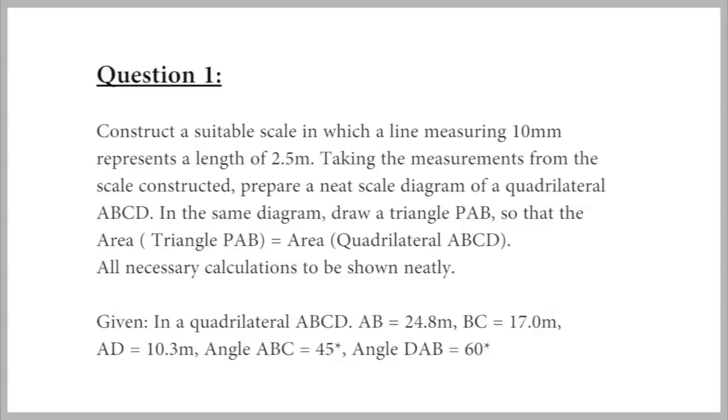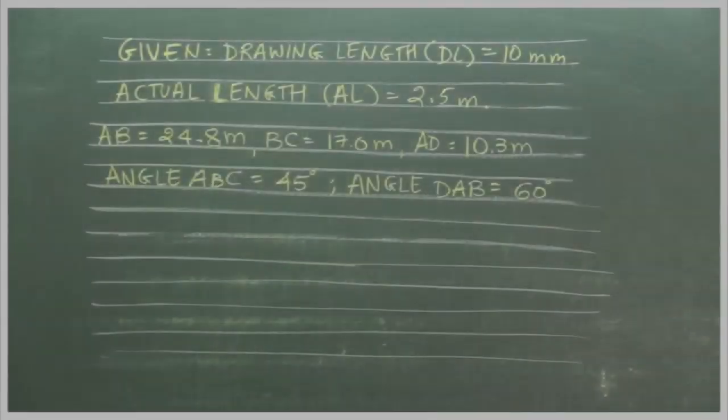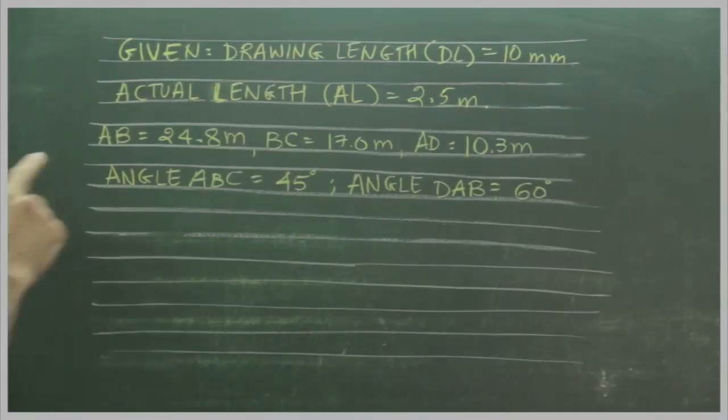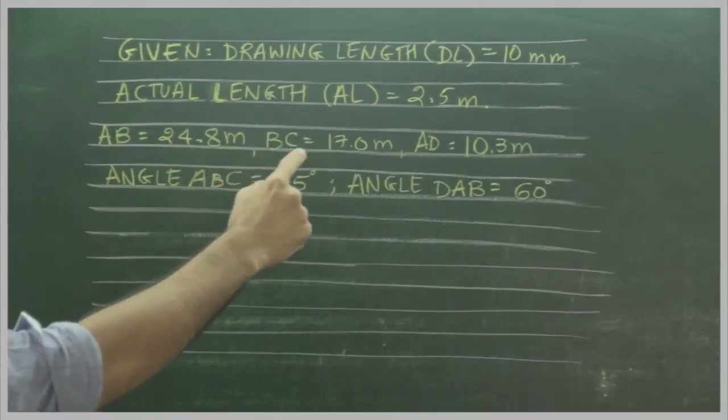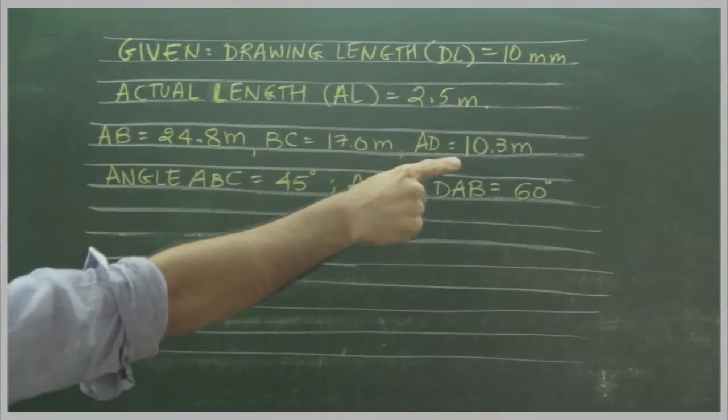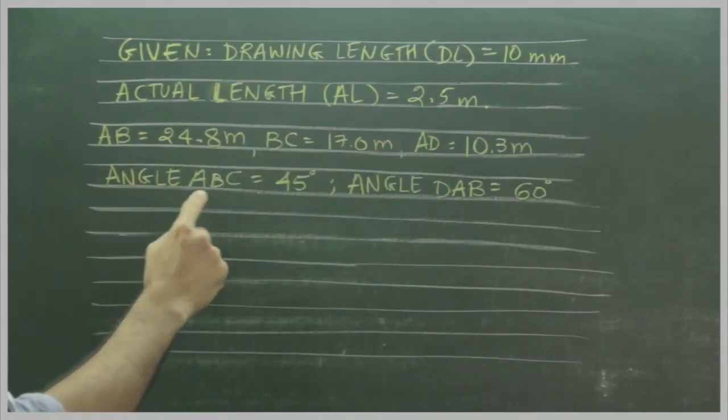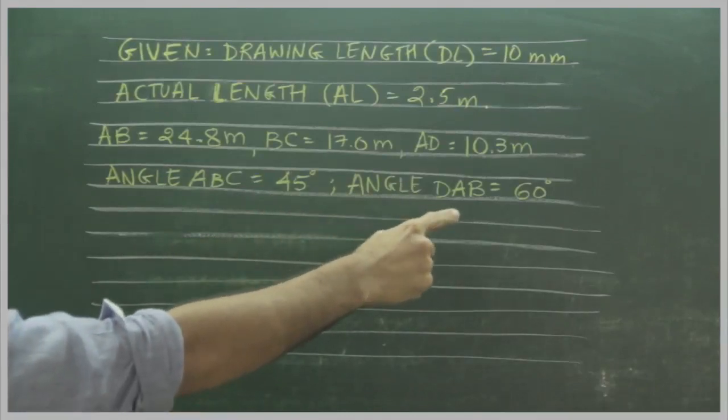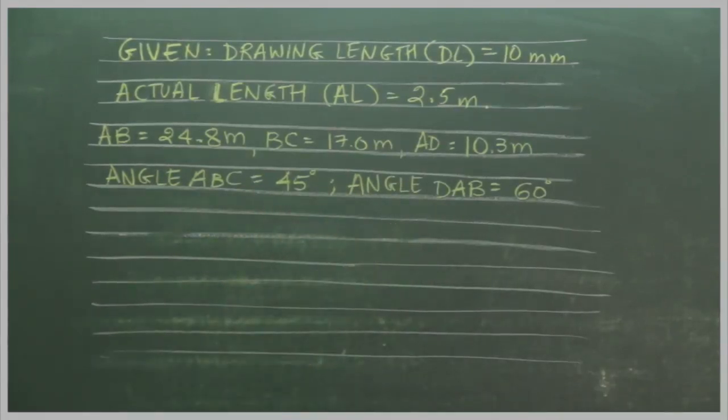Given in quadrilateral ABCD, AB is equal to 24.8 meter, BC is equal to 17 meter, AD is equal to 10.3 meter, angle ABC is equal to 45 degree, angle DAB is equal to 60 degree. So first we will see the given data. Drawing length equals 10 mm, actual length is 2.5 meter, AB equals 24.8 meter, BC equals 17 meter, AD equals 10.3 meter, and angle ABC is 45 degree and angle DAB is equal to 60 degree. So now what will we do first?